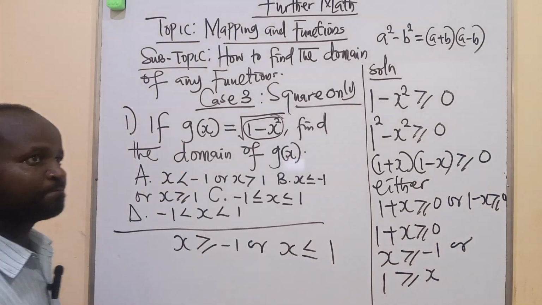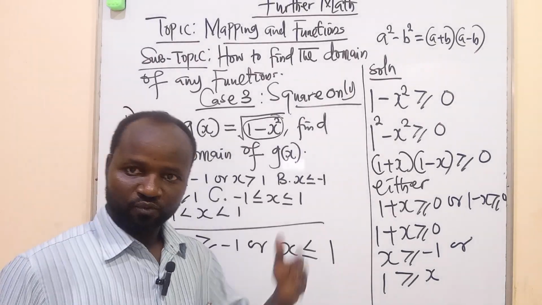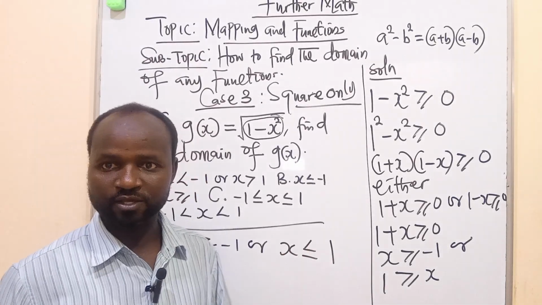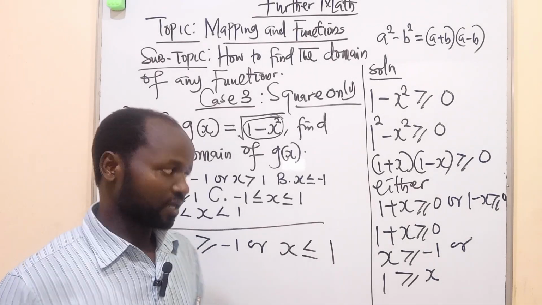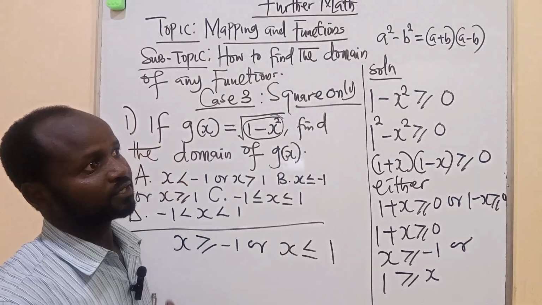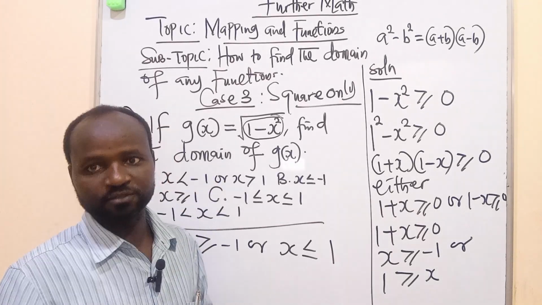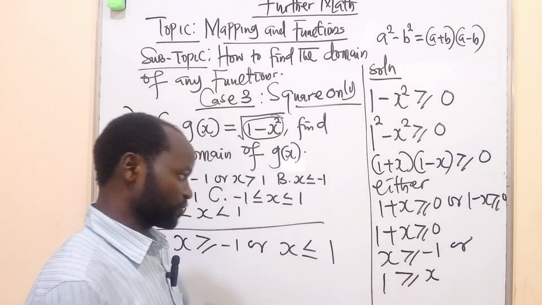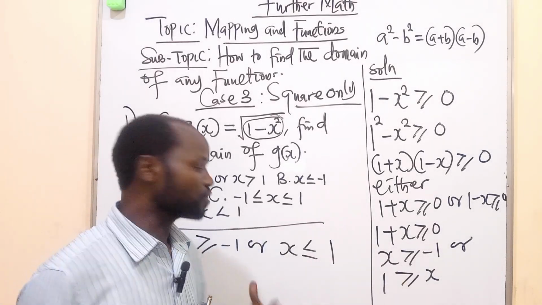Very important. Like if Musa is taller than James, in other words, we can say Musa is shorter than James. That is what we're saying. Like if 3 is greater than 2, it means 2 is less than 3. So that's what we're saying here. If 1 is greater than or equal to x, it means x is less than or equal to 1.